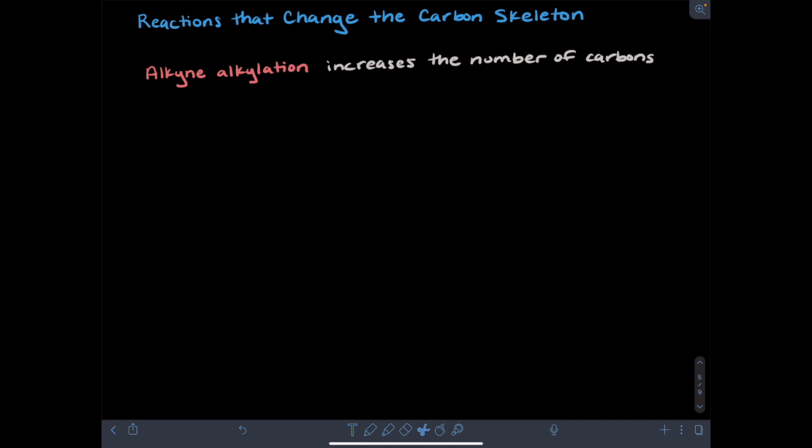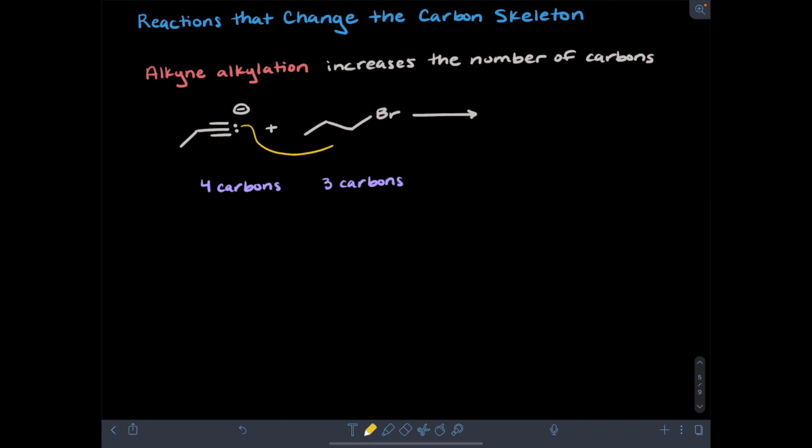is alkyne alkylation. Let's imagine starting out with the conjugate base of a terminal alkyne featuring 4 carbons. This could serve as a nucleophile to attack a 3-carbon alkyl halide. In the alkyne alkylation, the deprotonated alkyne serves as the nucleophile in an SN2 step. And in the product, I've added new carbons to my original molecule. So when I added these 3 new carbons from the alkyl halide on the right, I've increased the number of carbons in the molecule from 4 to 7.